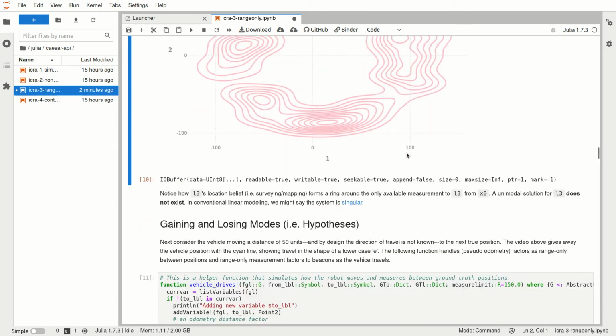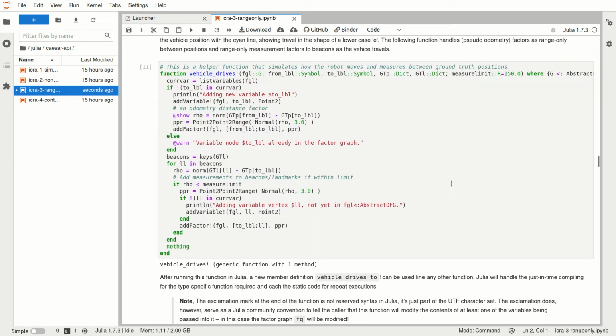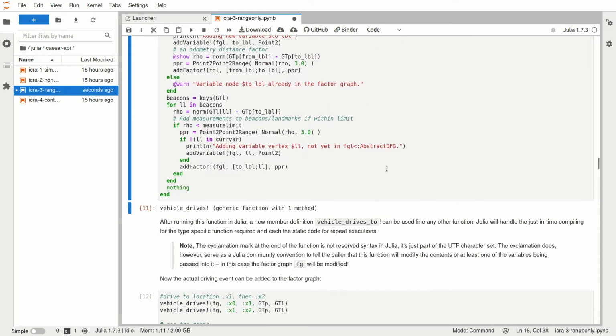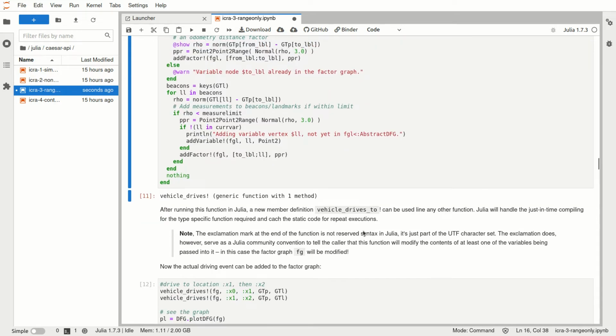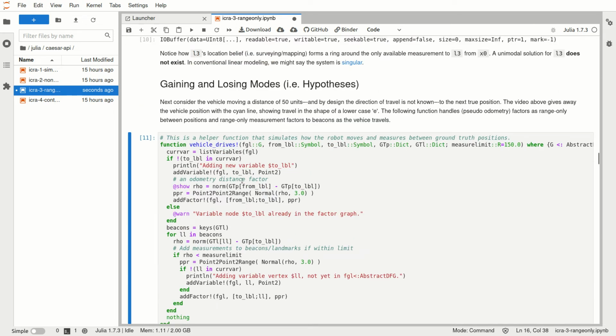All right, so let's build a tool to have the robot drive around more. This is entitled Gaining and Losing Modes, Various Hypotheses. We're going to run this helper function, which simulates the robot driving around based on the data we provided earlier. This is the vehicle drives to function, and it's the just-in-time compiling that's talked about there. The exclamation mark, don't be confused by that. That's just regularly part of the function name in Julia.